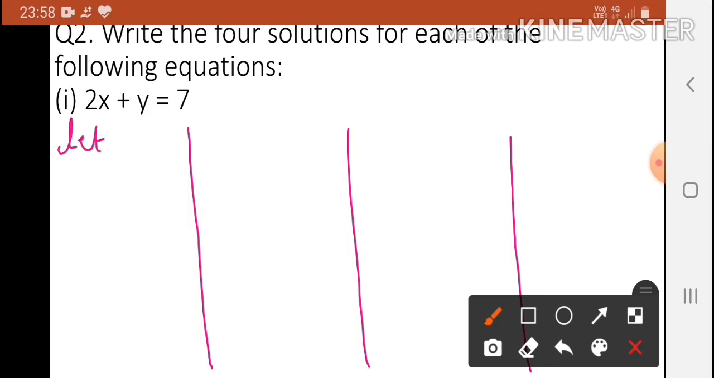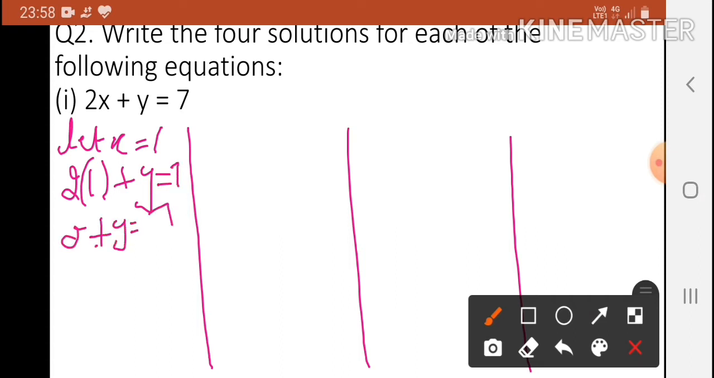Let x equals 1. You just have to put the value of x. 2 times 1 plus y equals 7. 2 plus y equals 7. y equals 7 minus 2, and your y is 5. So your first solution will be (1, 5).